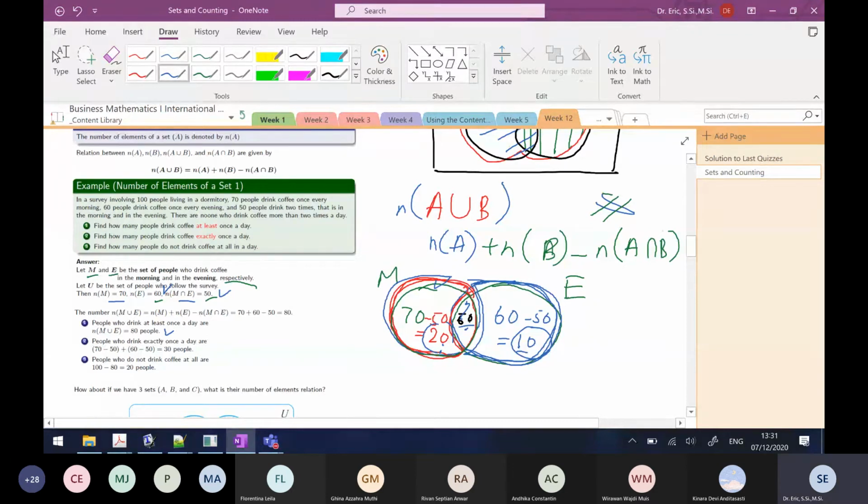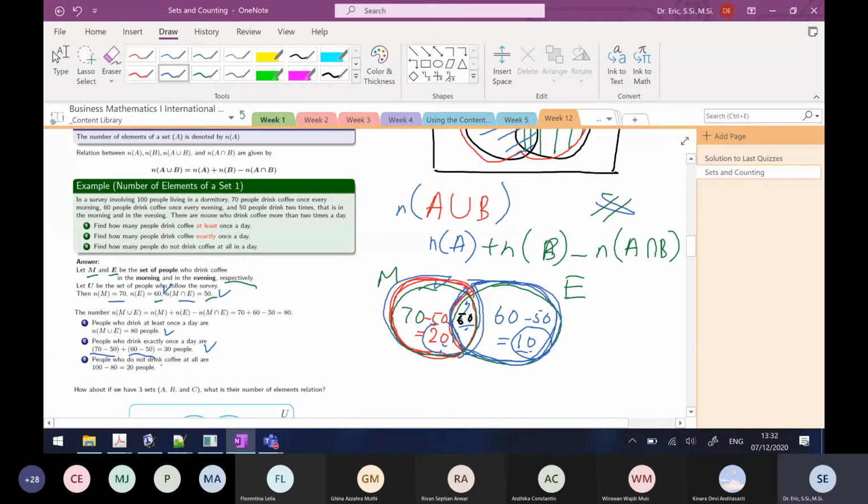Okay, yeah? People who drink exactly once a day is just the red crescent moon and the blue crescent moon. That is 20 plus 10, that is 30 people. 60 minus 50 is the blue crescent moon. 70 minus 50 is the red crescent moon.